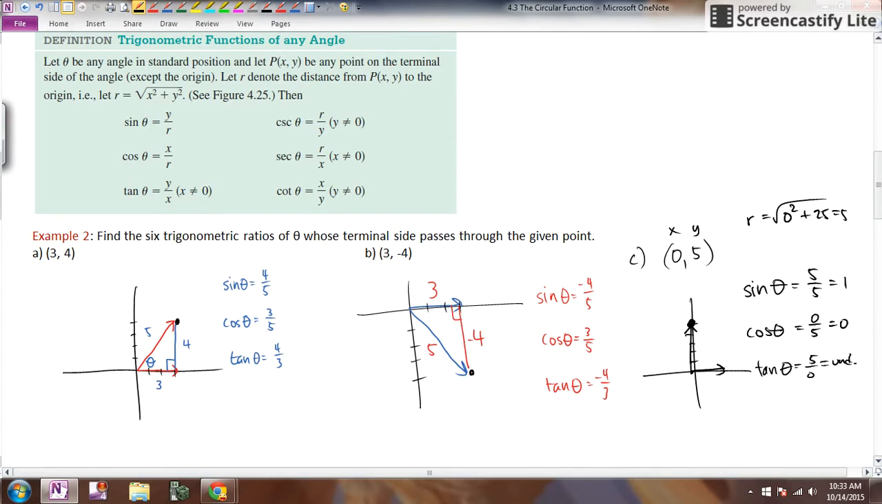Flip all of those and you will see that you will have cosecant, secant, and cotangent. You might notice something weird about secant, right? It's going to be undefined, and cotangent is actually going to be 0.